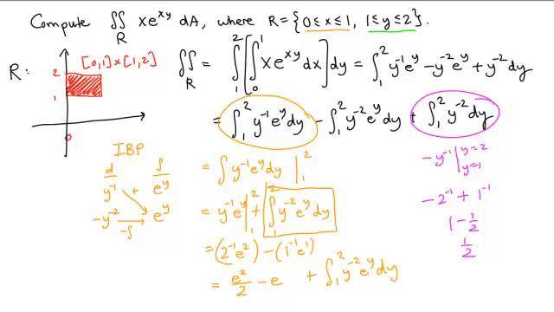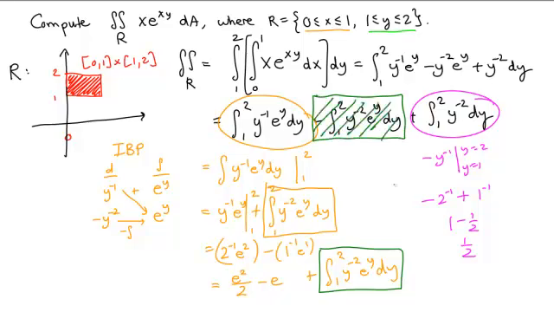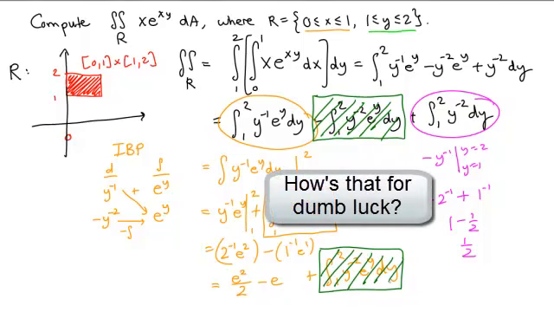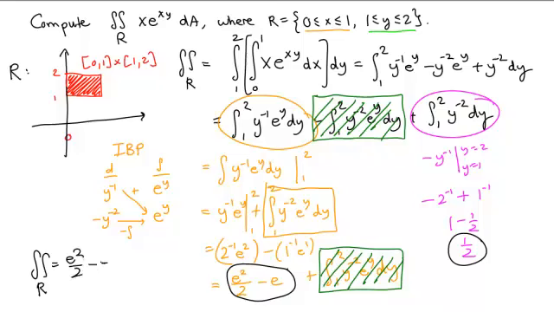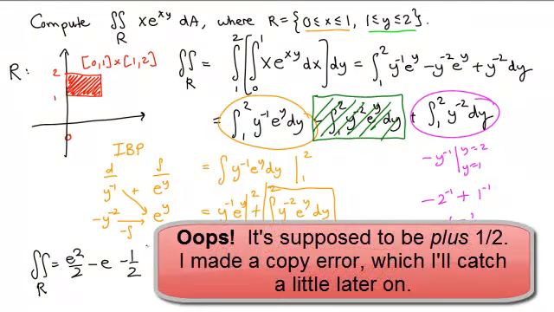Cool thing is that this part right here, which I haven't worked out, is exactly the opposite of this part right here. And so these two things will cancel. Kind of by dumb luck. And so what I get is, the first integral contributes e squared over 2 minus e, plus a term which is canceled by the next term, and the last integral contributes a half. And so this tells me that this double integral is equal to e squared over 2 minus e minus 1 half. That was horrifying.